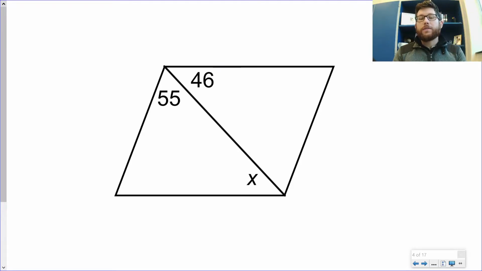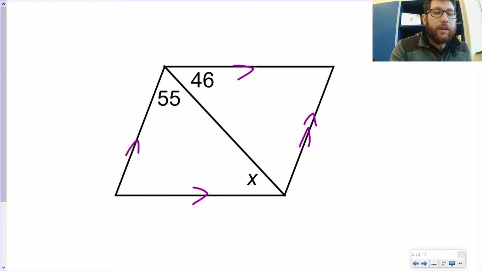Now, sometimes we draw diagonals in our parallelograms. So like this one, it's a parallelogram, and we have these diagonals. So I know these sides are parallel to each other. They go in the same direction. These sides are parallel. They go in the same direction. The question is, what is x equal to? Is it equal to 55 or is it equal to 46?